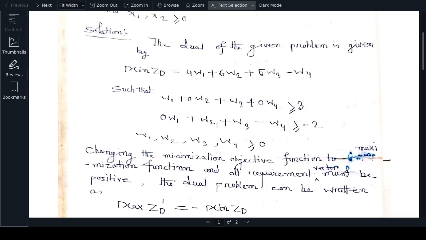What is the standard primal form? For maximization, the constraint sign should be less than or equal to, and for minimization, it should be greater than or equal to. So here you see our problem is maximization, right? And all constraint signs are less than or equal to. So this is the standard primal form.